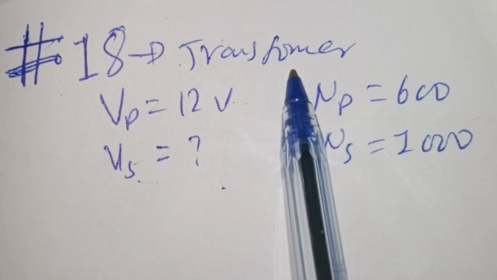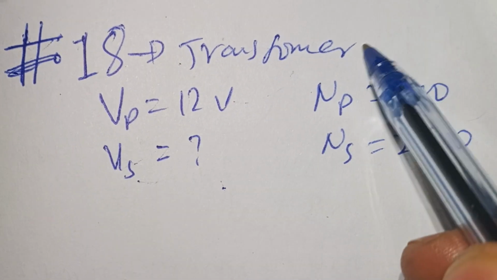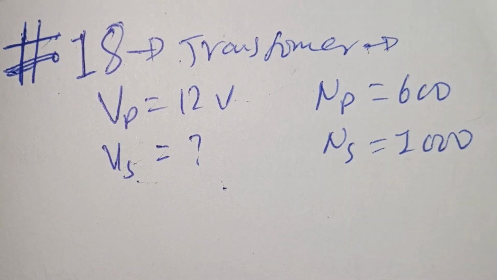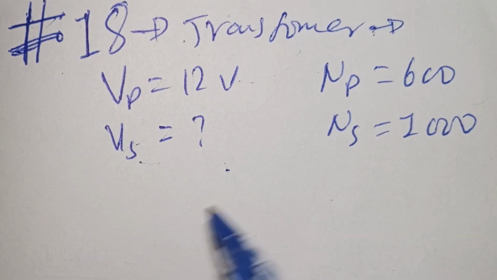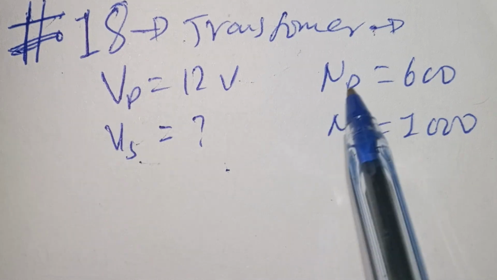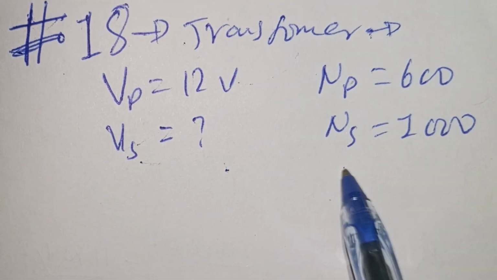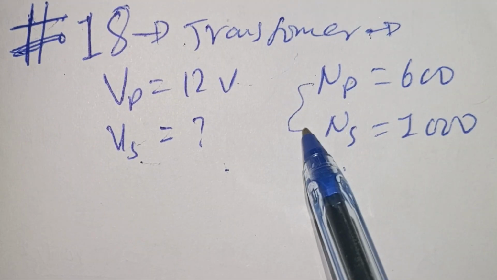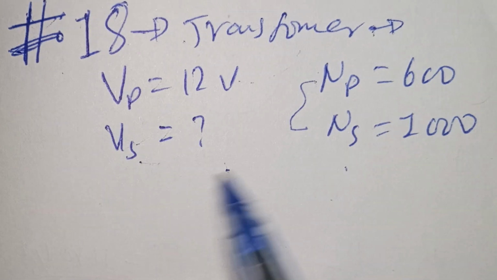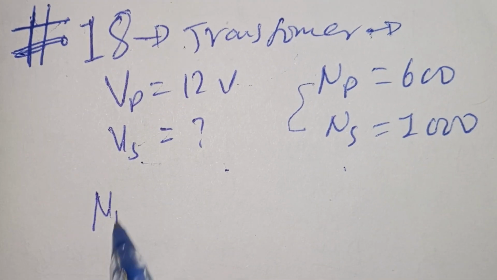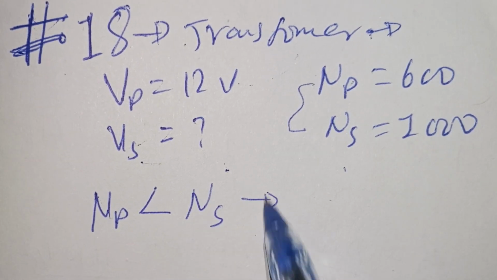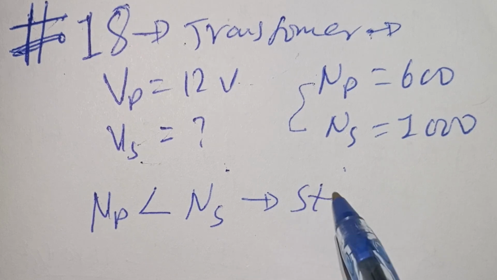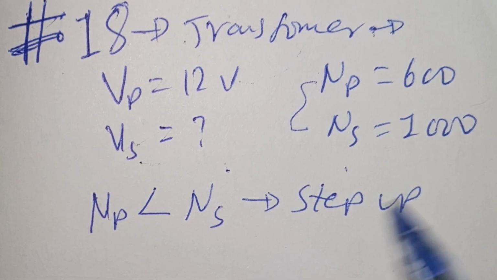A transformer is an electrical device which helps us to step up or step down an alternating voltage depending on the ratio of the primary and the secondary coils. That means the number of turns Np and Ns. Transformers can be considered as step up or step down. That means if the number of turns of the primary coil is less than the number of the secondary coil, this transformer is called a step up transformer.